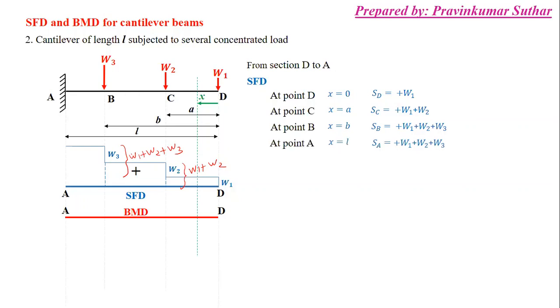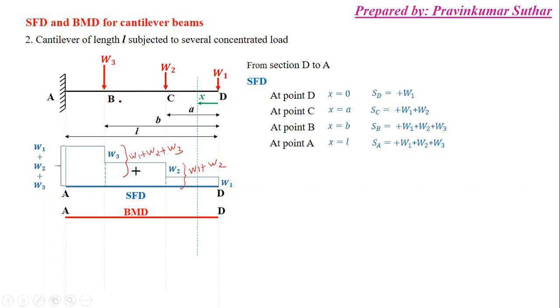And at x is equal to L, simply W1 plus W2 plus W3. So maximum shear force will be equal to W1 plus W2 plus W3 at fixed end A. Here, as you can see, between D to C, this is a constant because there is no load. So that's why this is constant.